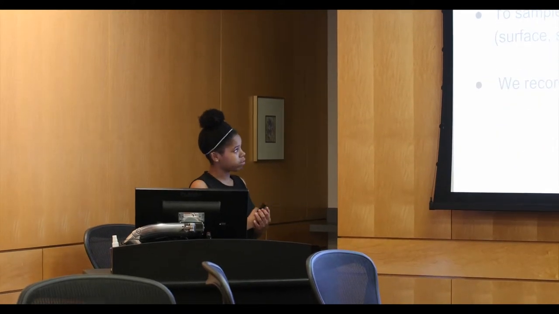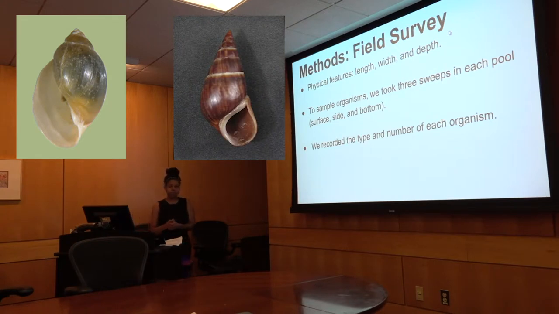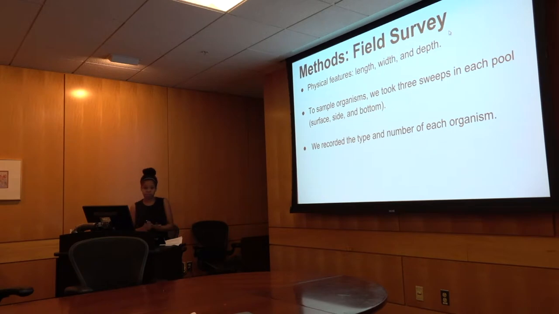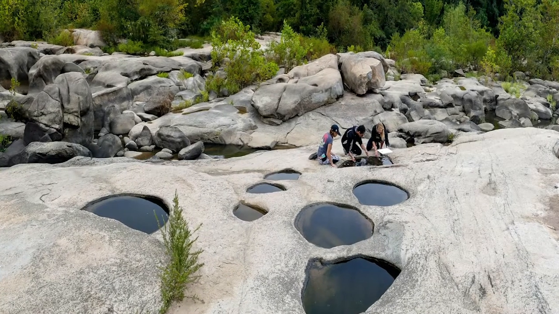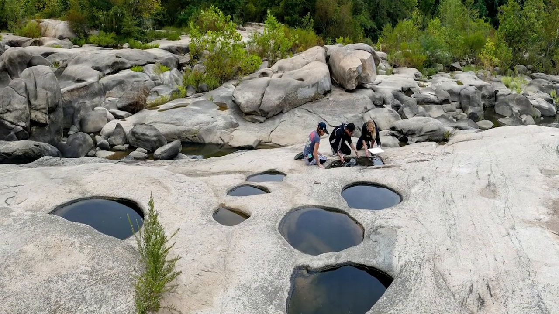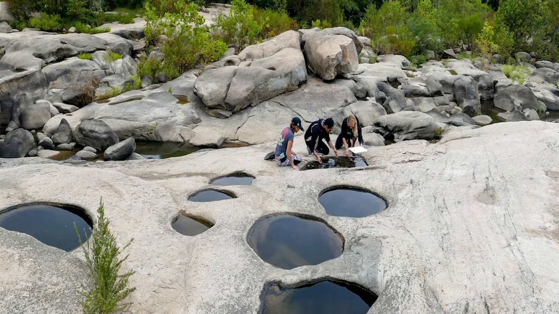The two most common snails are physa snails and Pleuroceridae snails. Pleuroceridae snails are thicker and contain an operculum, which is a gill-like covering, and physa snails are thinner and smaller. So to begin sampling, we started with length, width, and depth, the abiotic factors, and then we sampled the biotic factors, so the type of organism. We took three sweeps of the pool, one on the surface, one on the side, and one at the bottom of the pool. And then we recorded the type and number of each organism present. So here are students sampling at the rock pools and recording their findings.